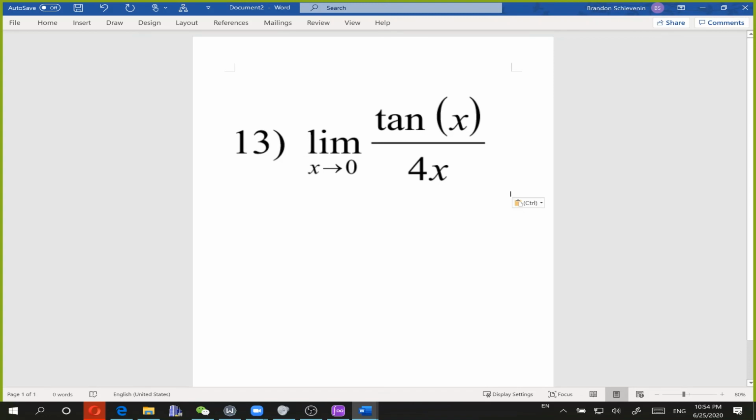Okay, so if I plug in 0 into the top, the tangent at 0 is 0. And then 4 times 0 is also 0, so I've got 0 over 0. So that means we can use L'Hospital's rule.